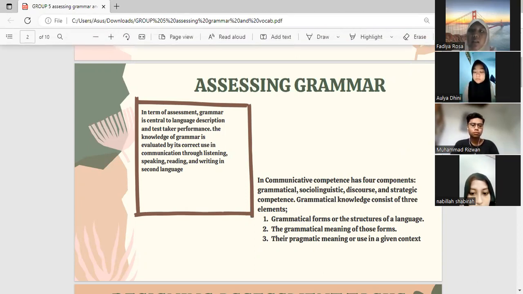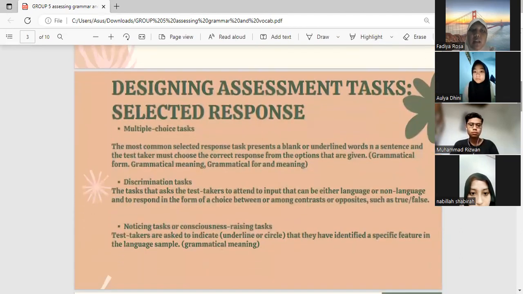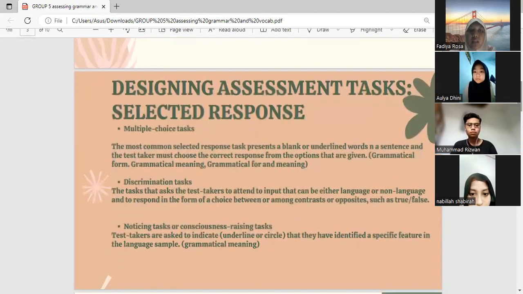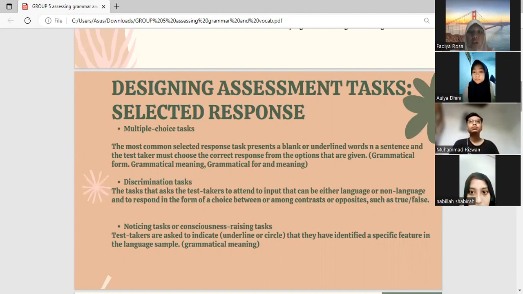And the next is designing assessment tasks, selected response. It is about the multiple choice task. The most common selected response task presents a blank or underlined word in a sentence, and the test taker must choose the correct response from the options they are given. It is about grammatical form, grammatical meaning, and also grammatical form and meaning.